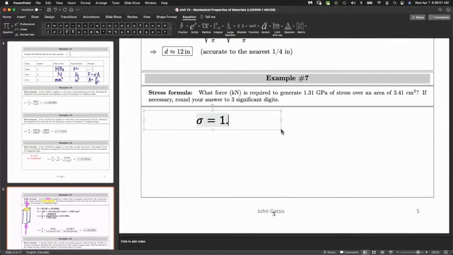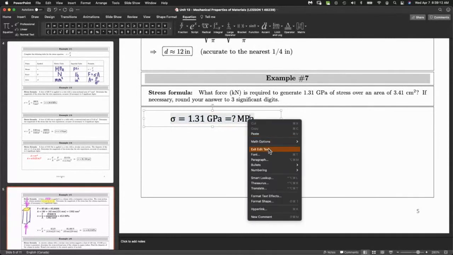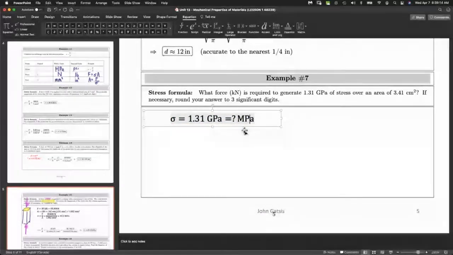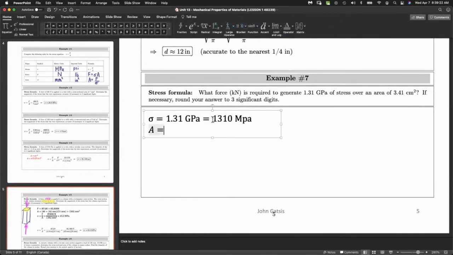So the stress is equal to 1.31 gigapascal. How many megapascal? Let me know in the chat. Yeah, so it's times 1,000. Thank you, Jai. So a gigapascal is worth 1,000 megapascal. That's 1310 megapascal.